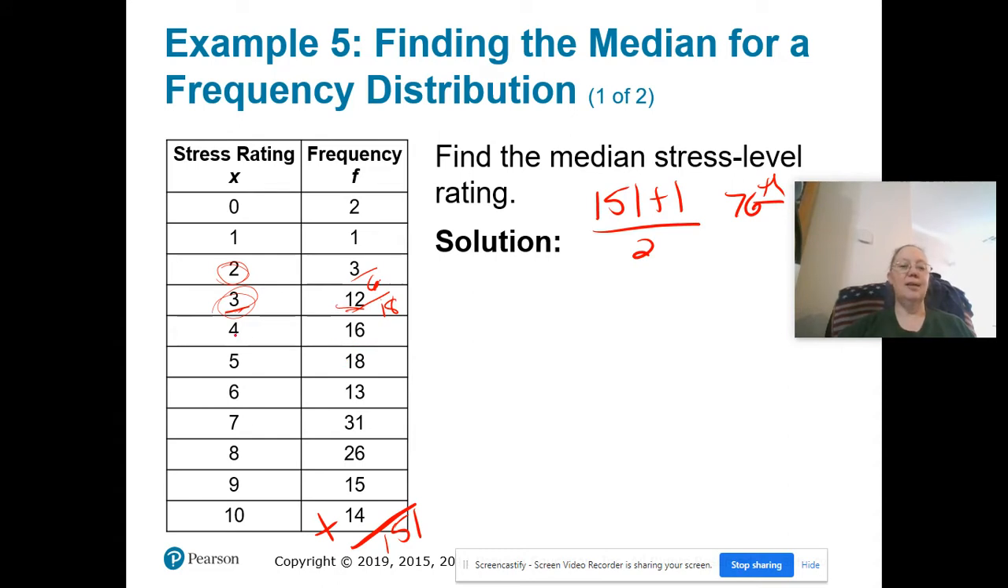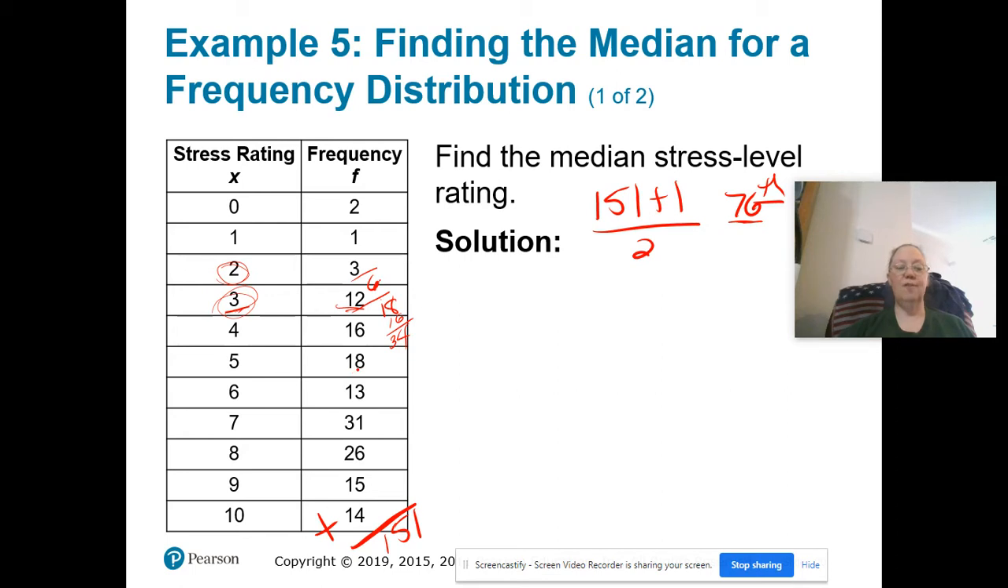So now I look at my 16 fours. I've got 16 more numbers. So now I'm at 34, I believe. My 34th number is a 4. Still haven't gone far enough because I'm looking for my 76th number.